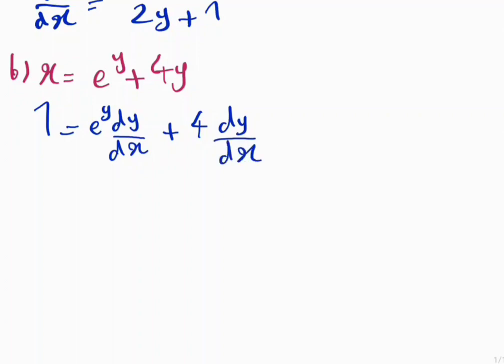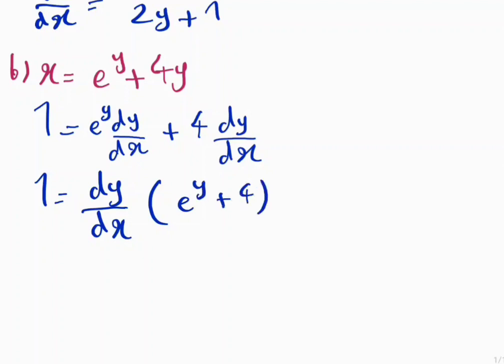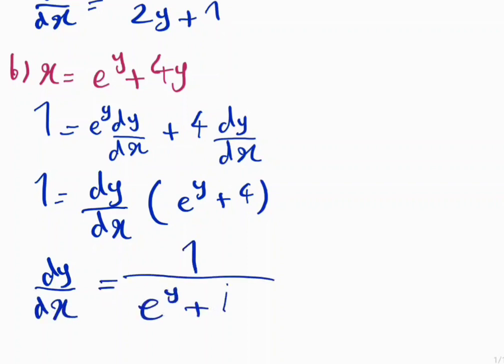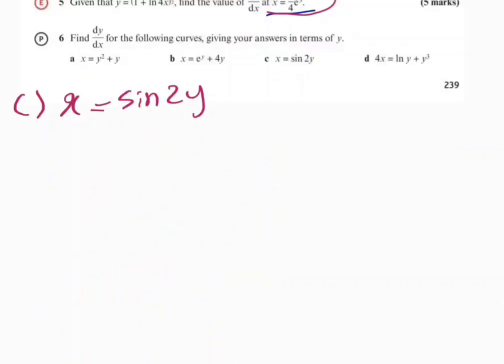And the same trick. We need to factorize the right-hand side in order to get our final answer in terms of y. So we have a factor of dy by dx, and we will have e to the y plus 4. Now divide both sides by this bracket. dy by dx is equal to 1 over e to the y plus 4. And that's it. This is the answer of this question in terms of y.